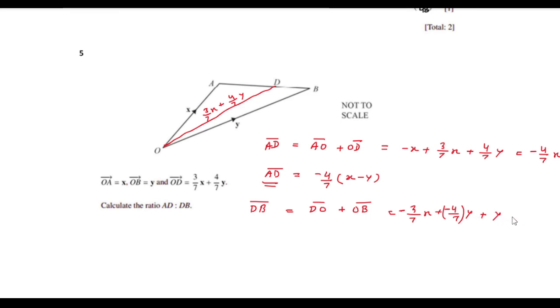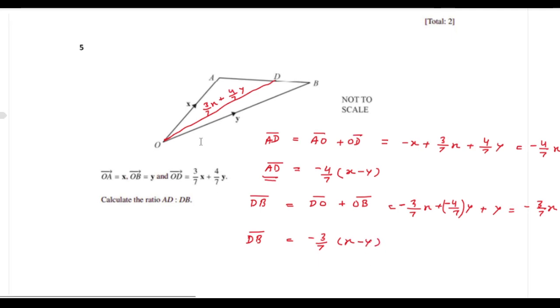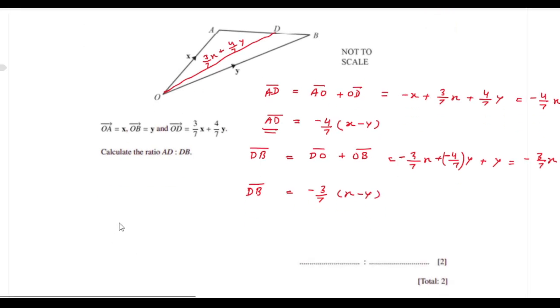Here it is y. So when I add, I will get minus 3 divided by 7 x, and minus 4 by 7 y plus y, it is plus, so I will get plus 3 divided by 7 times y. So for DB bar, if you see, we can take minus 3 divided by 7 common, and here I have x minus y.